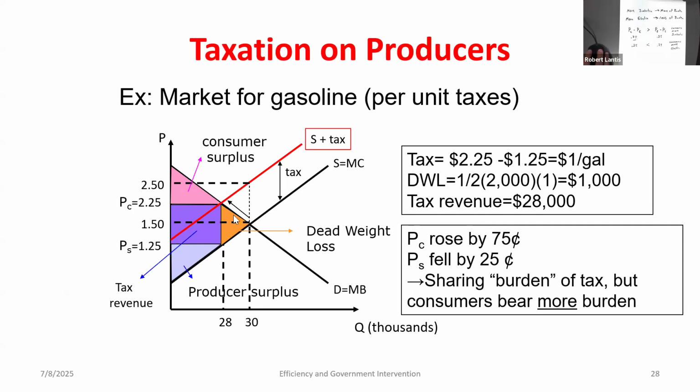How much more are consumers paying than they were before? 75 cents. How much less are sellers getting to keep? 25 cents. So here consumers are bearing more of the burden, which tells us they were actually more inelastic. Okay.